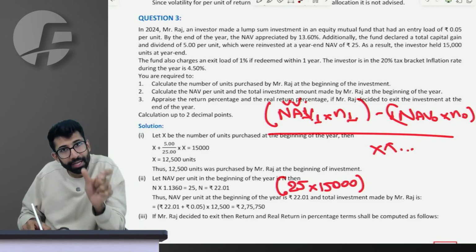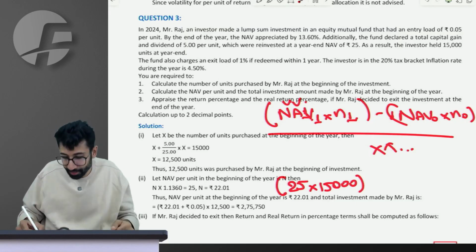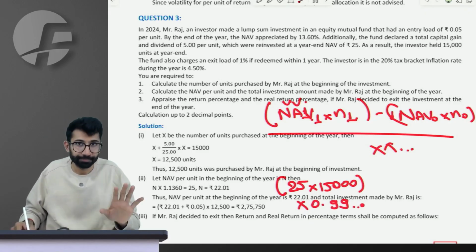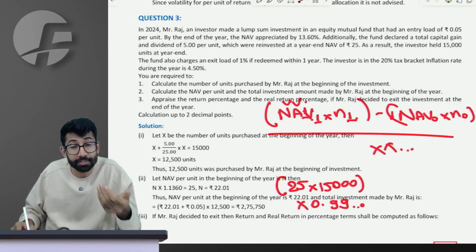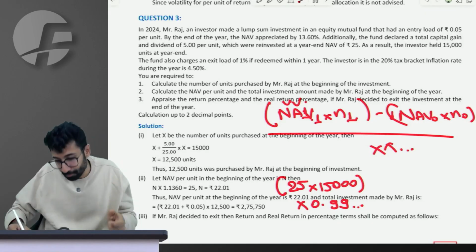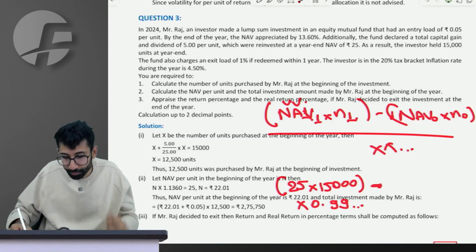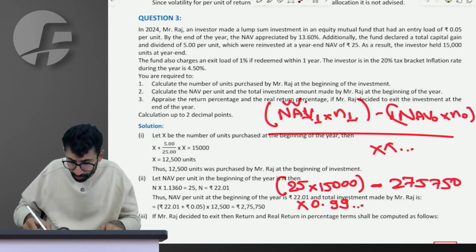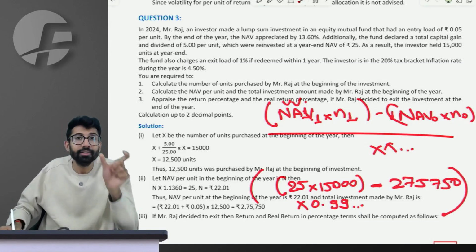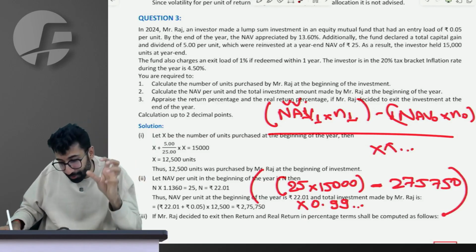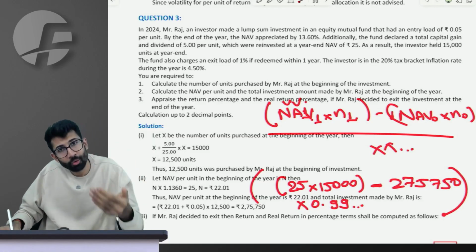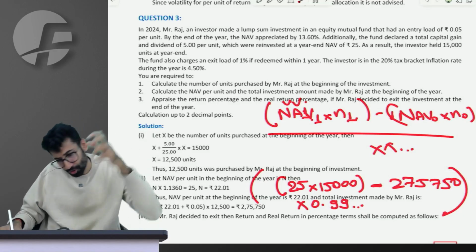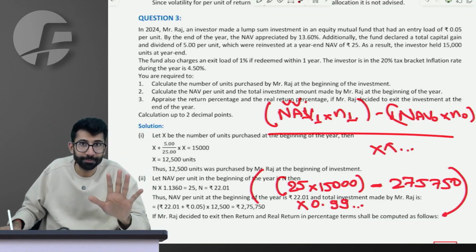But will I receive the entire amount when I sell it? No, sir. Only 99% of it I will receive, because there is an exit load as well. Minus what was the opening amount of investment? 275,750, which includes exit load and everything. This is the amount of capital gain as well as dividend and NAV appreciation. Everything is included in this return.